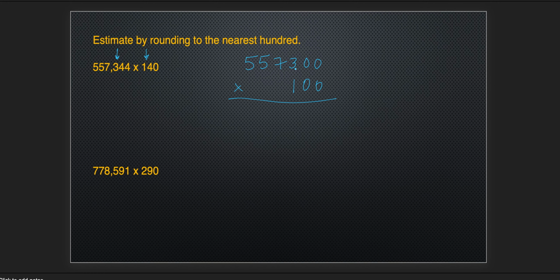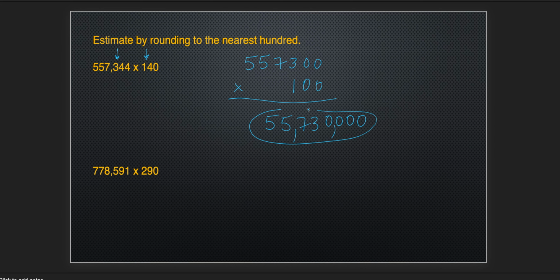So 557,300 times 100. So what I'm going to do is take these zeros, and this is going to be in my answer. They all end up in the answer, and then 1 times each one of these digits: 3, 7, 5, 5. So basically you're taking this number and adding 2 zeros to it. And there's no decimals in this or anything, you just need to check where your commas go.